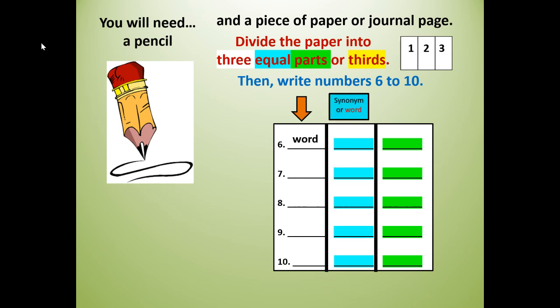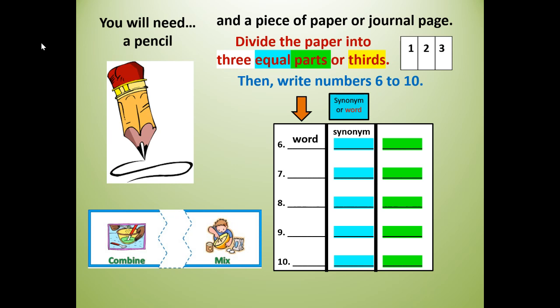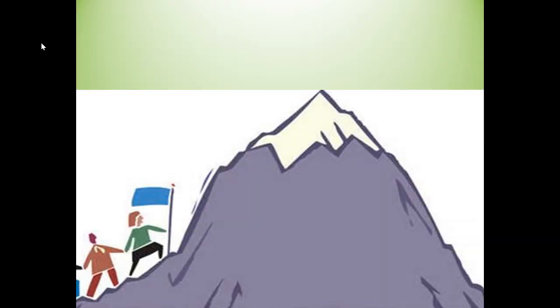In the second column, you're going to write a synonym. An example of a synonym is, combine is a synonym, or the same as, mix. If you don't catch a synonym or a short definition, you can write the word a second time. That's okay. In the third column, I want you to draw a quick picture or sketch to help you remember the word. If you need to, right now, push pause, get a pencil and a piece of paper, and write numbers 6 to 10. And when you're ready to join us, push play again.